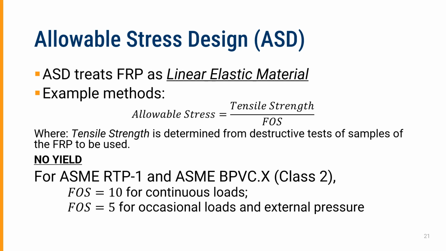For ASME RTP-1 and ASME Boiler and Pressure Vessel Code Section 10, and this is for something called a Class 2 pressure vessel, where it's designed as a one-off type of vessel, the factor of safety is normally 10 for continuous loads and 5 for occasional loads, such as, say, seismic loads or wind loads, and external pressure as well.